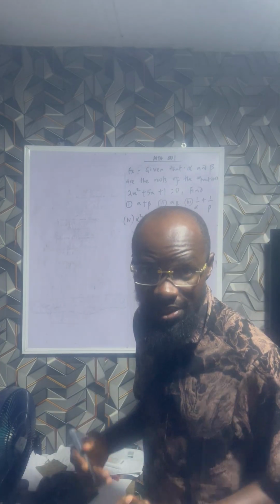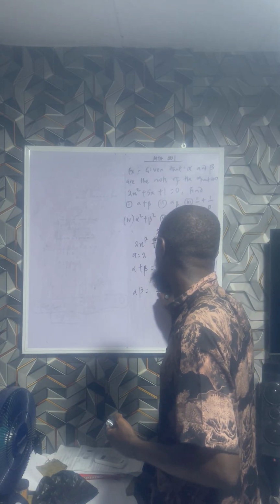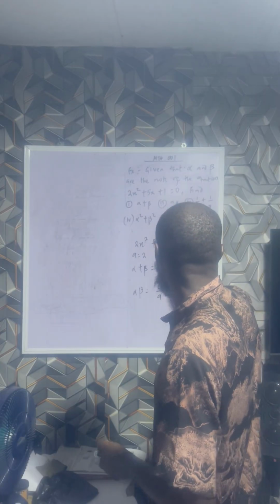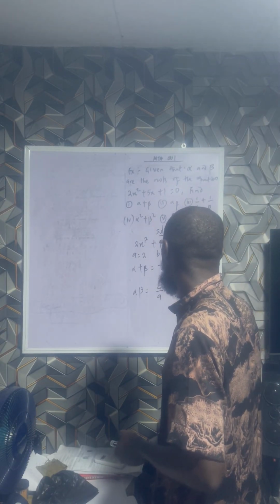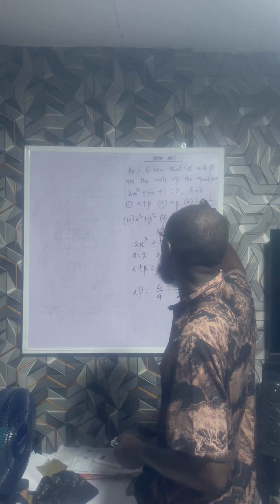That's alpha plus beta. Now, alpha beta is going to be c over a. That's the product of the roots. Since our c is 1 and our a is 2, you have that as 1 over 2. That's 0.5.